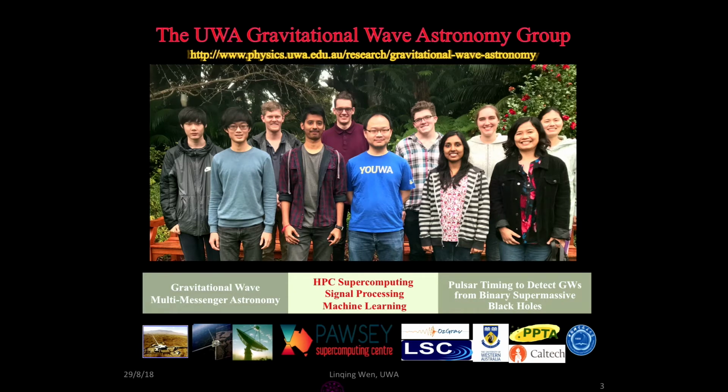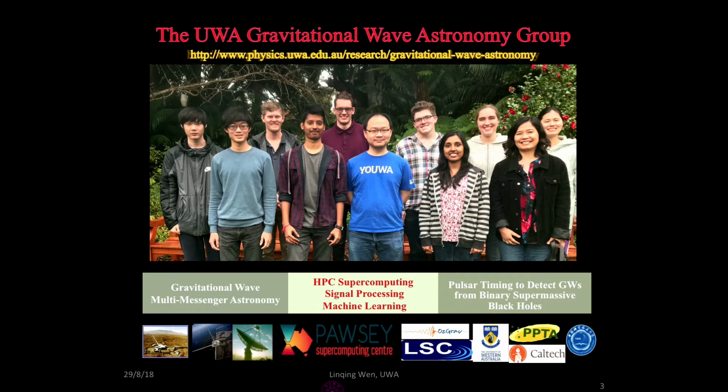Our main interest is to detect gravitational waves and multi-messenger astronomy. That means the electromagnetic radiation associated with gravitational wave sources. We use high-performance computing. We do supercomputing, signal processing, and machine learning, because we want to detect gravitational waves and we have computational issues. We also use so-called pulsar timing.